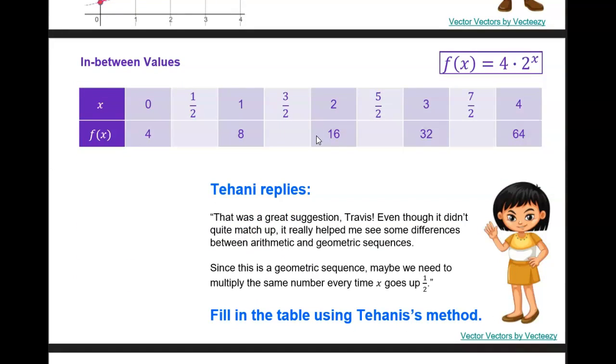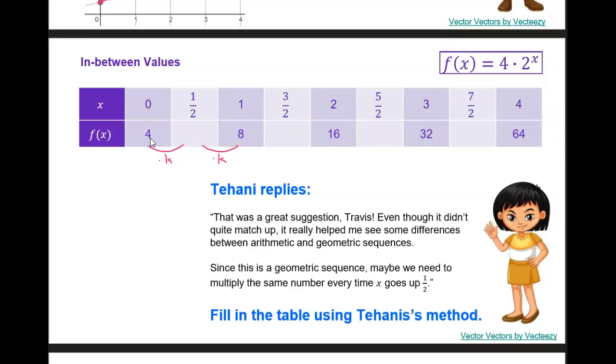So Tahani says, that was a great suggestion, Travis. Even though it didn't quite match up, it really helped me see some differences between arithmetic and geometric sequences. Now, since this is a geometric sequence, maybe we need to multiply by the same number instead of adding the same number. So let's try that method we used before for finding missing values in a geometric sequence. Let's say we're multiplying by k here, just to throw in another variable, just for funsies.